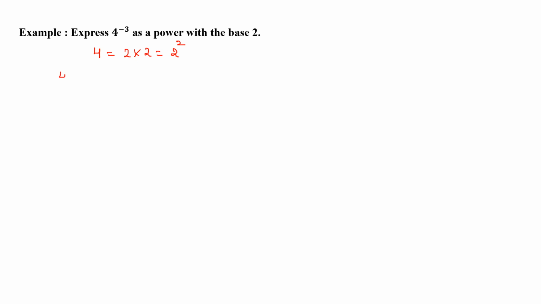So for 4 to the power minus 3, in place of 4, I will write 2 square whole minus 3. And then I am going to use my power law, which says that a to the power m whole n is equal to a to the power mn. So from there I can write 2 to the power 2 into minus 3, which will give me 2 to the power minus 6. So now if you see my final answer, here my base is 2. So this is your answer.